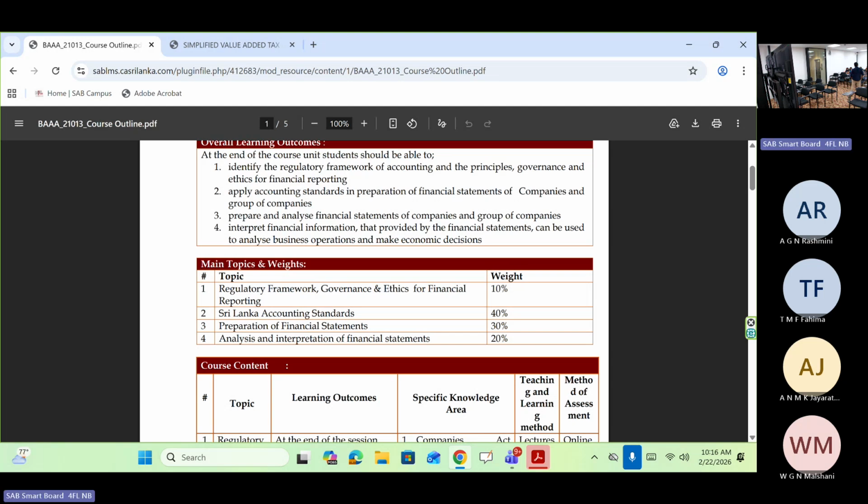What do you mean by goodwill? Goodwill, it is also an intangible asset.